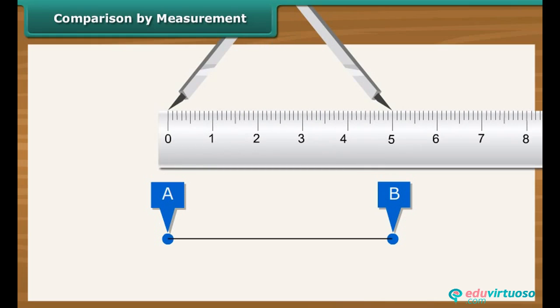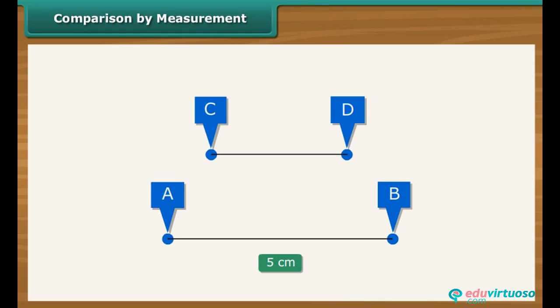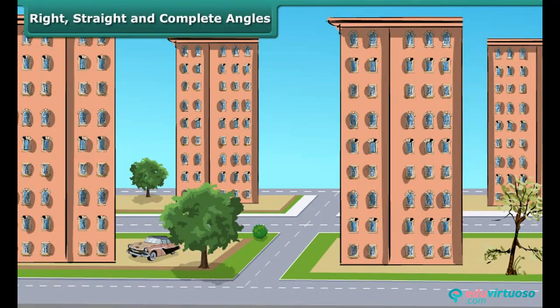Write down the measurement of AB as 5 centimeter. Now measure CD in the same way. Write down the measurement of CD as 3 centimeter. Therefore, AB is longer.